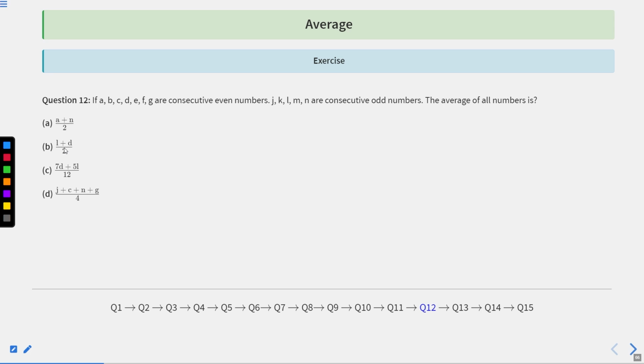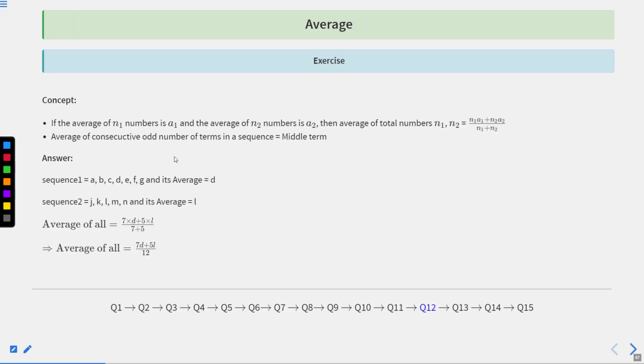So moving ahead to problem number 12. If A, B, C, D, E, F, G are consecutive even numbers, and J, K, L, M, N are consecutive odd numbers, then the average of all these numbers is. So the concept that we are going to use here is, if the average of n1 numbers is a1 and the average of n2 numbers is a2, then the average of total n1 plus n2 numbers will be given by n1 a1 plus n2 a2 upon n1 plus n2.